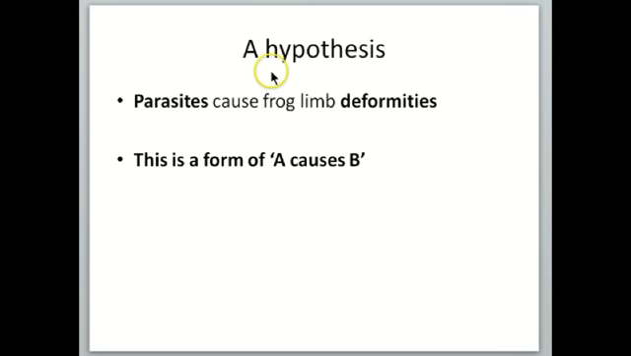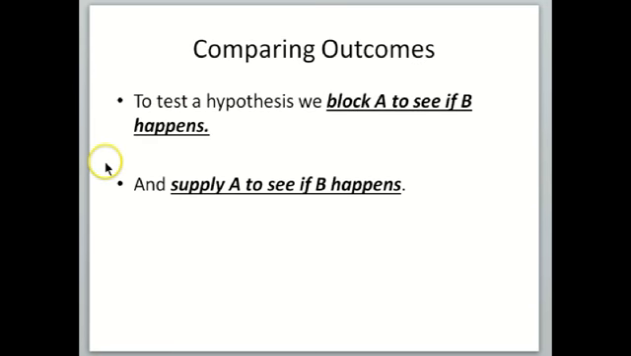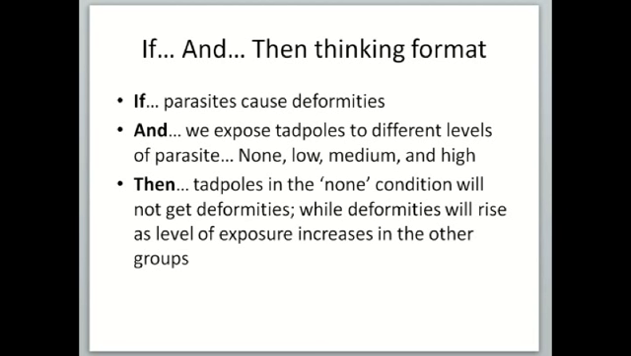Now, recall a hypothesis is an attempt to explain something, and in the case of frogs, it was parasites cause frog limb deformities, and we said that was a form of A causing B. And we learned that to test the hypothesis, we set up experiments, and in the experiments we often have conditions that we want to compare the outcomes. So in one condition we're going to block A to see if B happens, and in the other we're going to supply A to see if B happens.